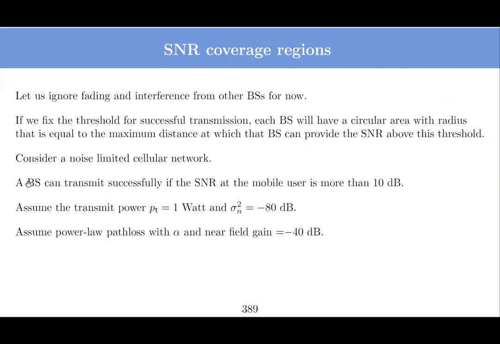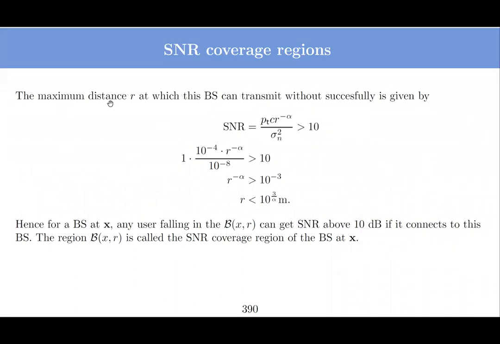Right. So let us see one example. Suppose a noise limited network, so I'm ignoring interference. A base station can transmit successfully if the SNR is above 10 dB. So I assume transmit power 1 watt and the noise is minus 80 dBW, and assume power law path loss with near field gain minus 40 dB and exponent alpha. Okay, so the maximum distance R at which the base station can transmit successfully is given by, suppose it is R, then the signal power would be P_t C R^(-alpha) and the noise will be sigma_n squared. That ratio should be more than 10.